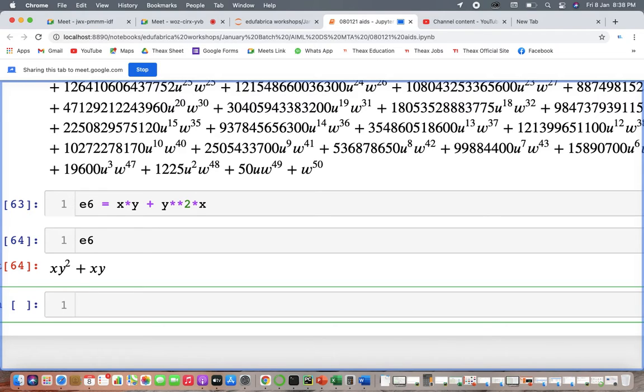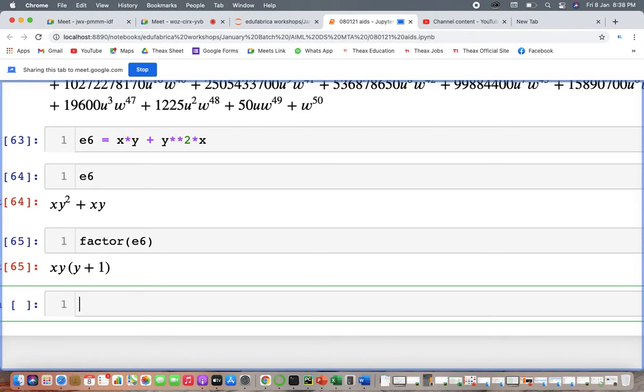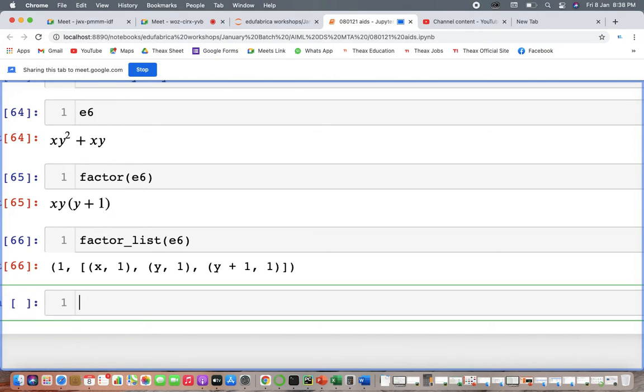You guys don't say anything, alright. So we need to find the factor. So the factor of E6 is xy, y plus 1. And you can get a factor list if you want.